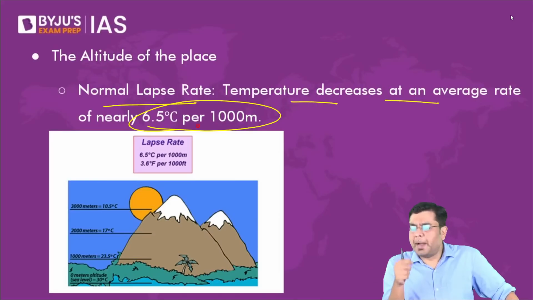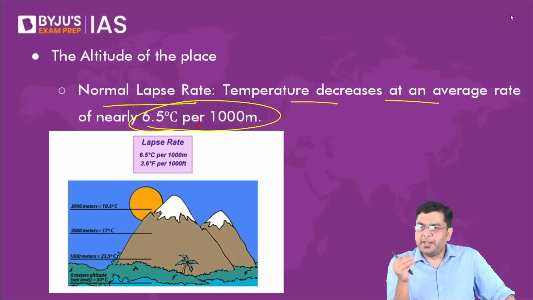If you move 2 kilometers higher up, the temperature will reduce by around 13 degrees Celsius. Now, here you might also have a question: when we talk about places at altitude, the insolation received is high, then why is the temperature lower? The reasoning is very simple, the same reasoning that we followed for understanding the lapse rate.